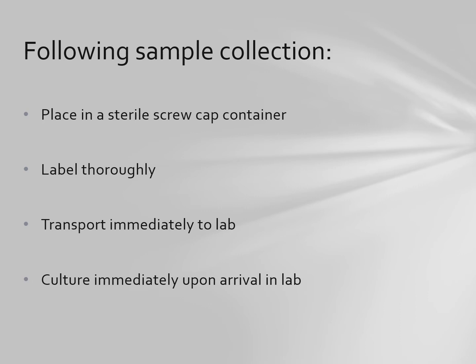Following the collection of a urine sample, we want to make sure that that urine goes into a sterile screw cap container. Make sure that that container lid fits on snugly so your urine sample doesn't leak all over the place. We want to make sure that our container is labeled thoroughly, and we want to make sure that that sample is transported immediately to the laboratory. We want to culture it as soon as it gets to the lab, but sometimes delays do happen. If there's a delay, we can actually refrigerate that specimen, and it'll be good to culture for up to 24 hours. Or we can take that sample and put it on boric acid at room temperature. It's a good preservative for up to 48 hours.